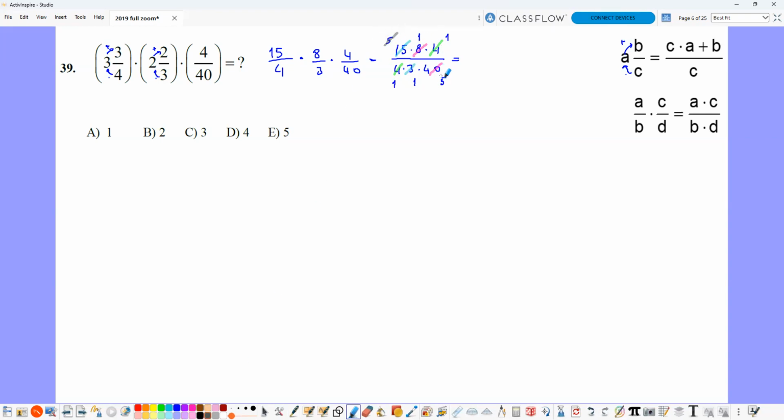This one and this one, if we simplify, the results are going to be 1 and 1. So the upper part is 1 times 1 times 1, which is equal to 1, divided by 1 times 1 times 1, which is equal to 1 over 1. That's equal to 1, it should be. Answer is A.